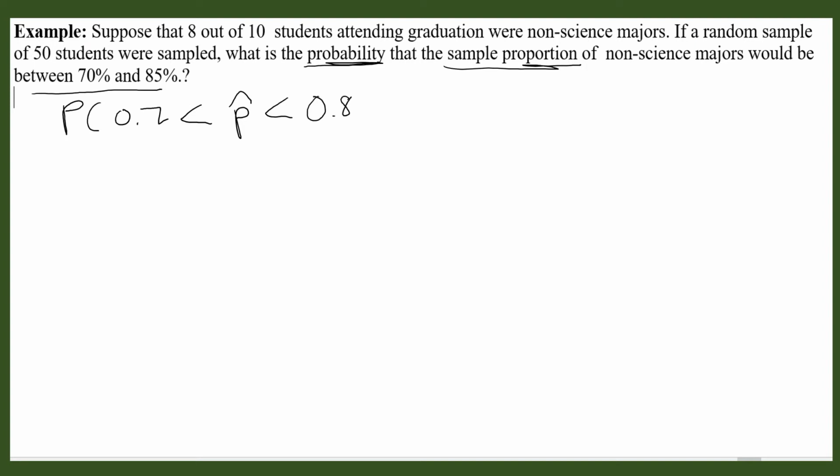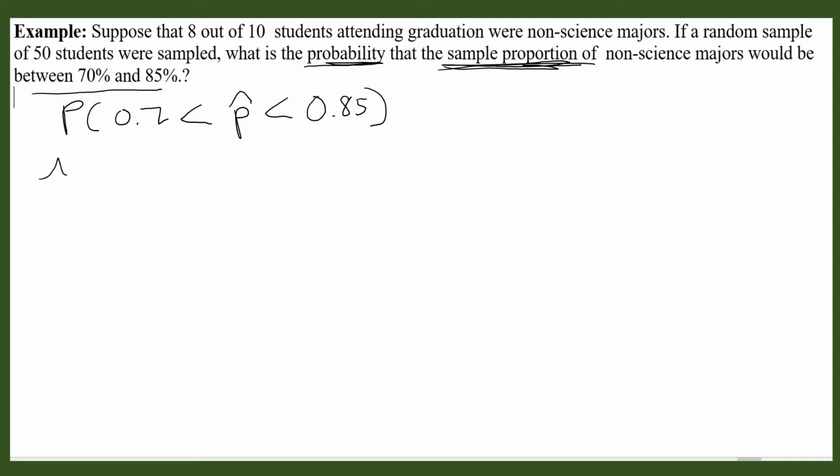Okay, read the problem, look it over, and I'm going to say a few things about the type of problem. What is the probability the sample proportion will be between 70 and 85%? I am asking this question: the probability that the sample proportion is between 70 and 85%, right? So it's a question on the probability associated with a sample proportion. We need to get to the table.